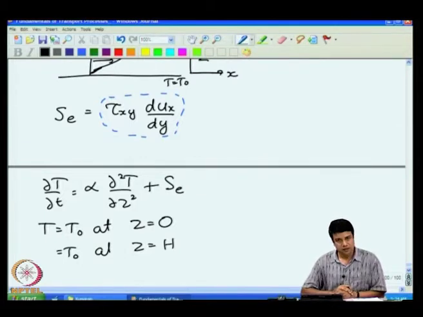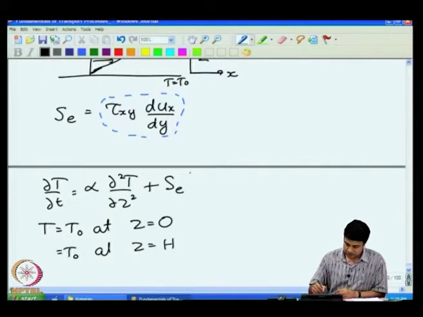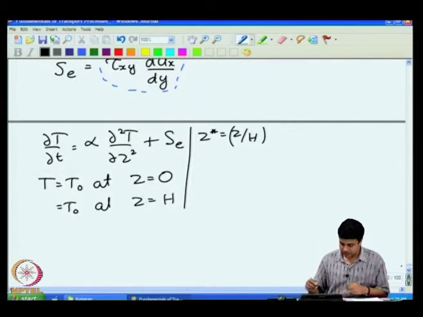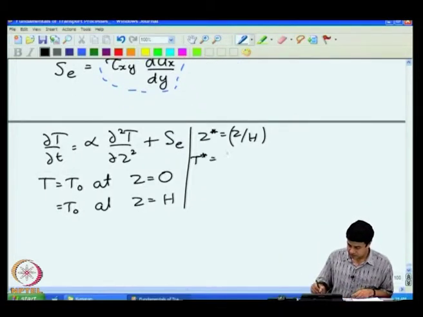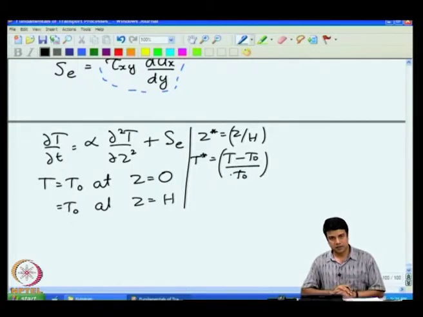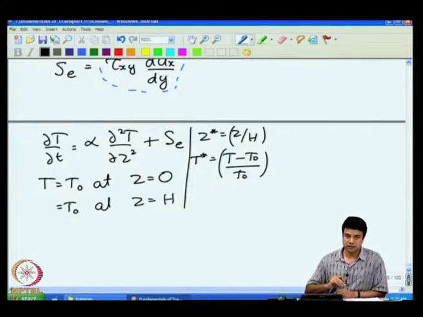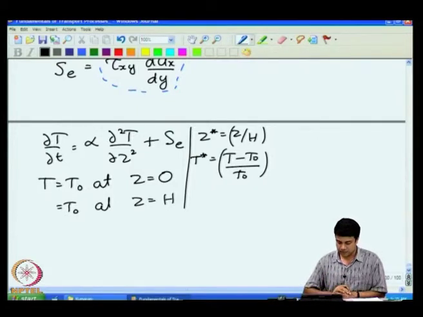Okay. Scaling, as usual, we can define the z coordinate as z star is equal to z by h. What is the scaling for the temperature? Okay. So, for simplicity, I will define the scaling here for the temperature as T star is equal to T minus T naught divided by T naught, the fractional rise in temperature due to the viscous heating. Okay. We will work with this, and then we will see that we will get a dimensionless number which gives you the rate of viscous heating as compared to the temperature rise. Okay.